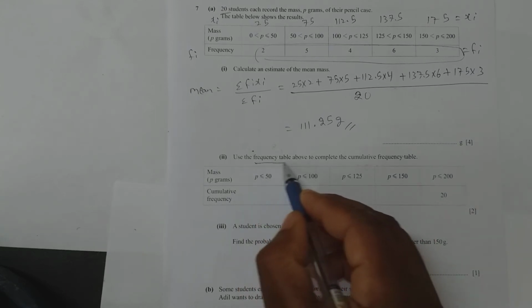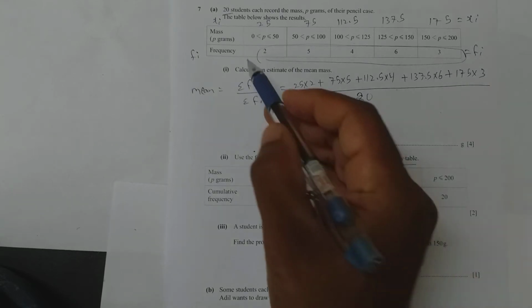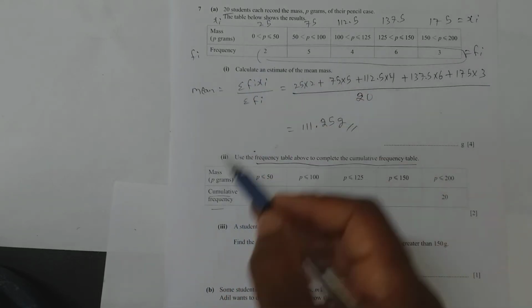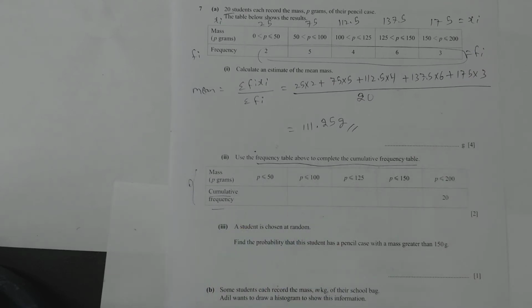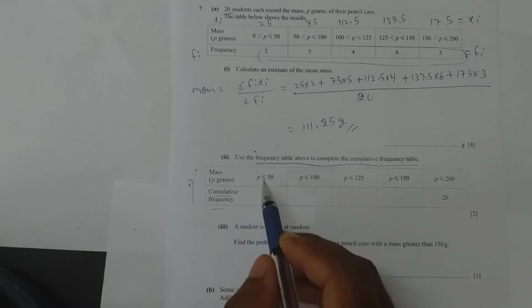Use the frequency table to complete the cumulative frequency table. This is the frequency table and this is the cumulative frequency table. Using this table, I should complete this table now. X less than or equal to 50. How many students have got less than 50 weight?